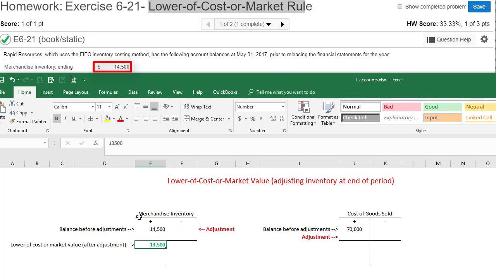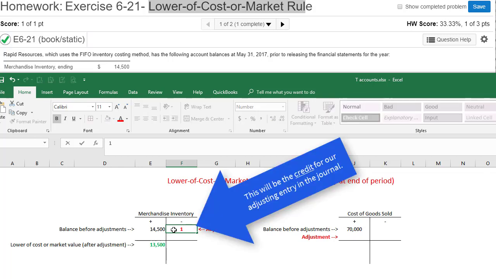So how am I going to adjust this account to go from 14,500 down to 13,500? Now remember, the adjustment is going to make the account either go up or down. In this case, we have to go from 14,500 to 13,500. So that means we have to lower, which is why I'm putting it on the credit side, the account by $1,000. So now I have the credit account for my adjustment. And for every journal entry, and that's what adjustments are, a type of journal entry, we need a debit and a credit.